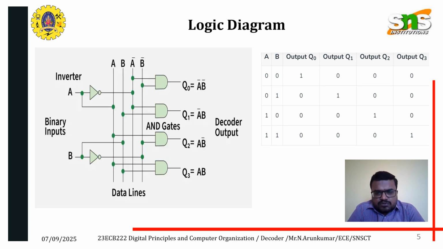If you use 3 bits, A B C, then 8 outputs are generated, and for 4 bits, 16 outputs are generated, and Q0 will be considered up to 16 values.